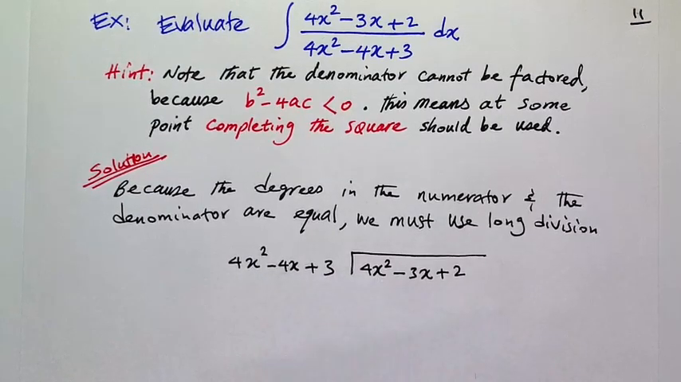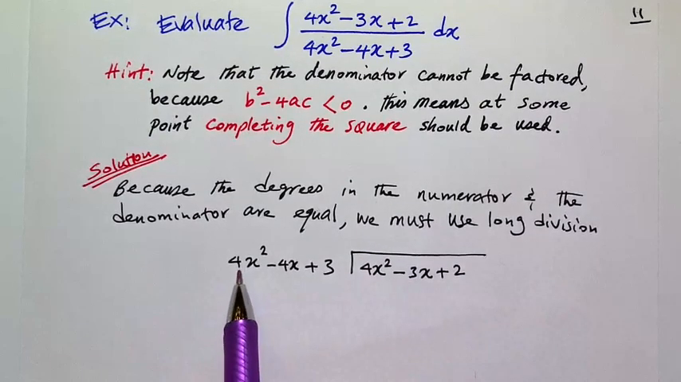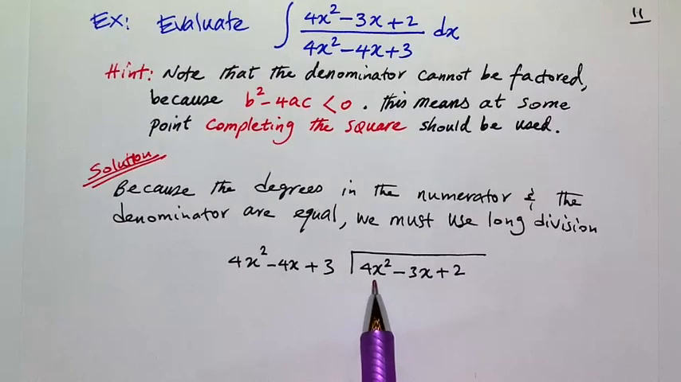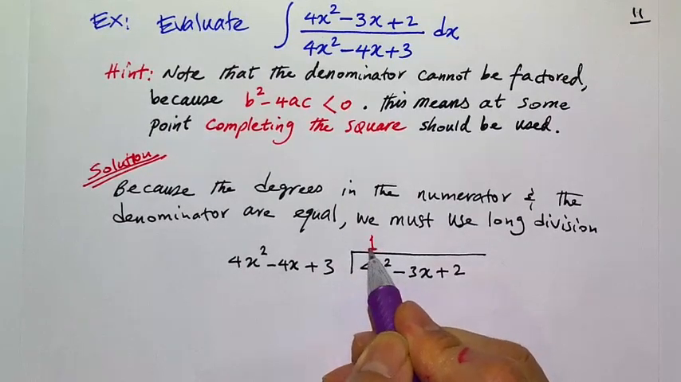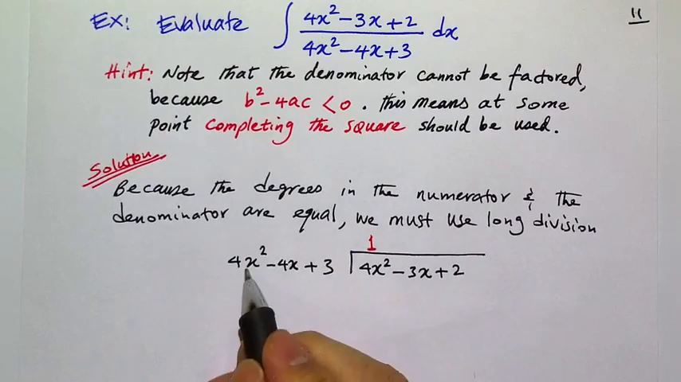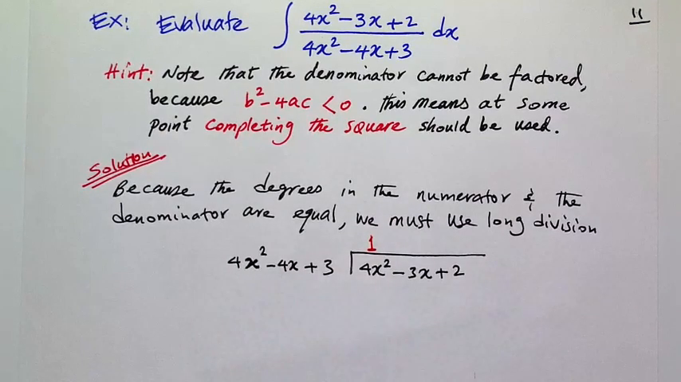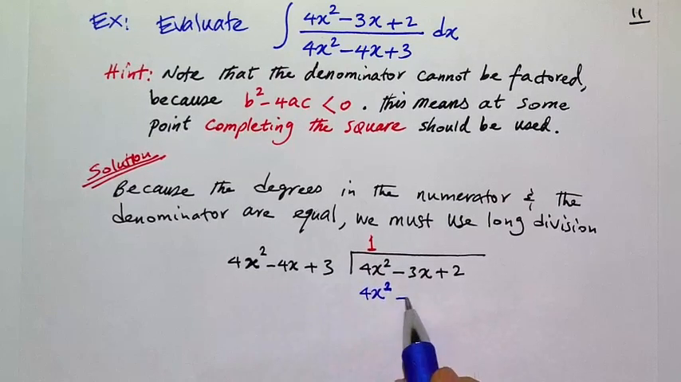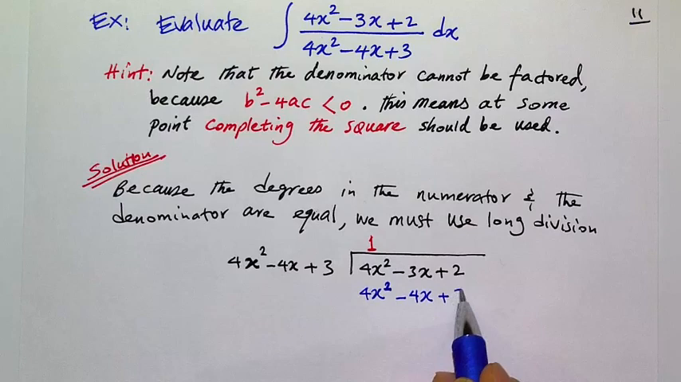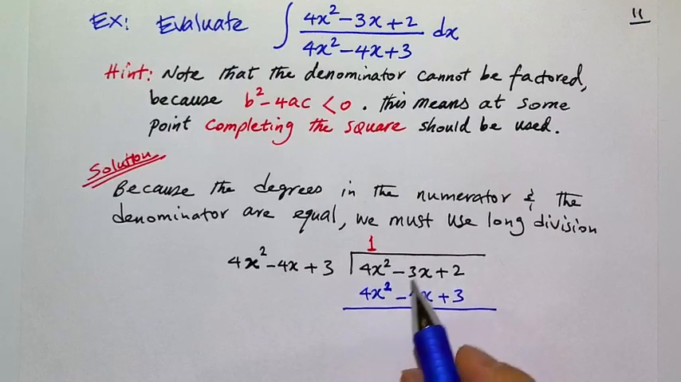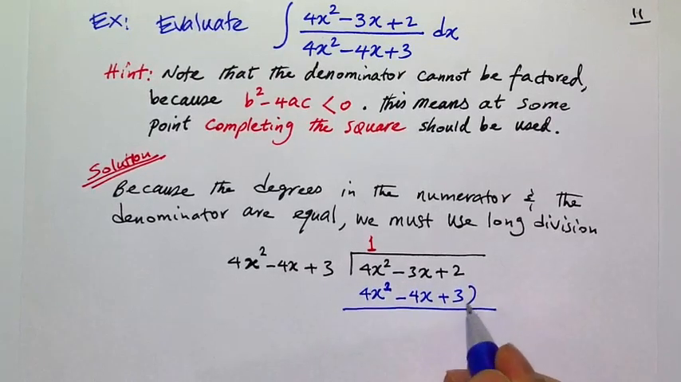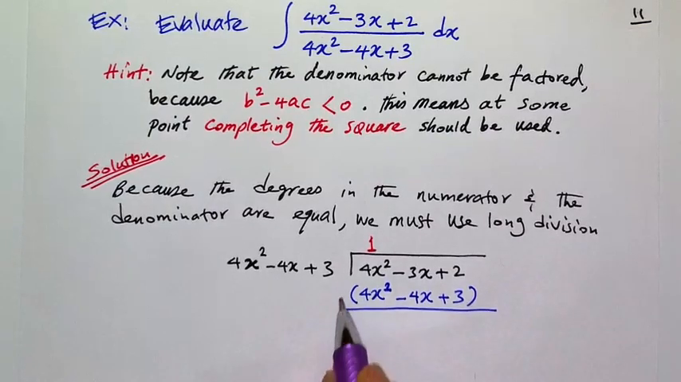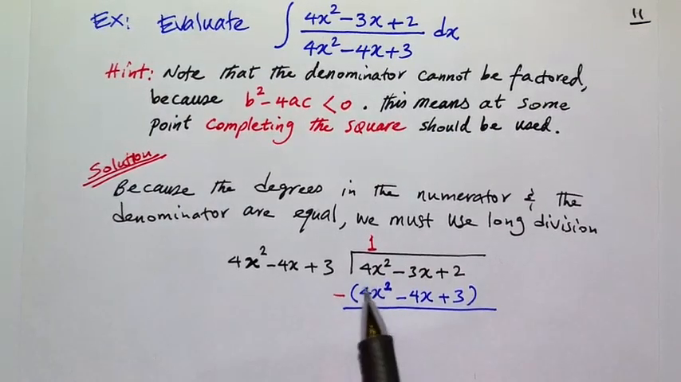Just like before, we ask what term can we put up here to multiply it by this first term and get this first term. It's just 1, right? Put a 1 here. And now multiplying, we have 4x squared minus 4x plus 3. And then, of course, subtract all of this from the expression above it. So we end up with 4x squared minus this. We end up with 0.